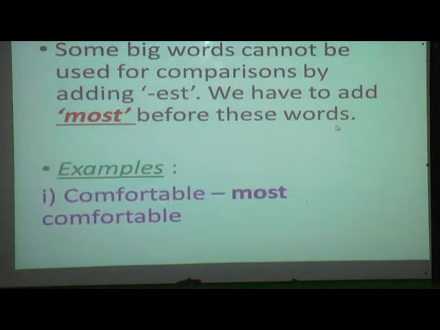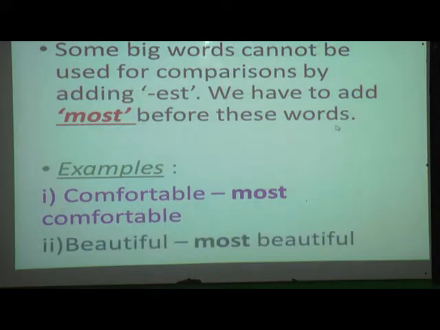We will see some examples. Comfortable, most comfortable. Beautiful, most beautiful. So, understood, students, what I have taught you in the second one? In the second, we have learned comparison between more than 2 things or persons. So what do we have to keep in our mind? That we have to add est form of the adjective, and not only that, but when there are big words, we are going to add most, and along with that which word is going to come? The.